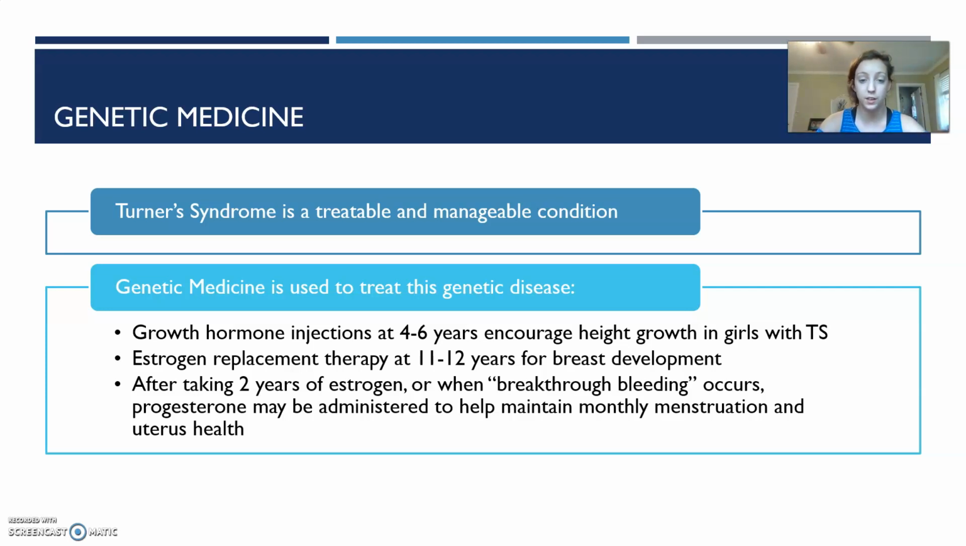Around 4 to 6 years, we encourage growth hormone injections to encourage height growth in girls with Turner syndrome. Around 11 to 12 years, we recommend estrogen replacement therapy for breast development, and after 2 years of taking estrogen, or when the first menstruation occurs, progesterone may be administered to help maintain monthly menstruation and uterus health.